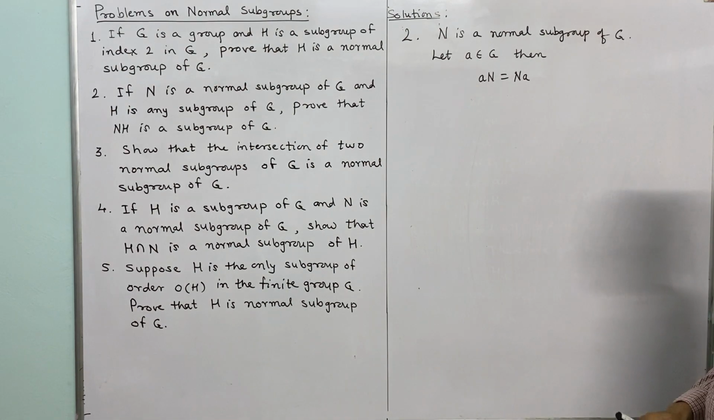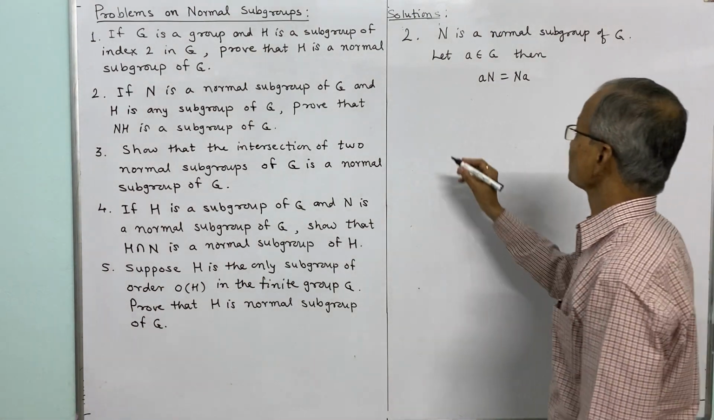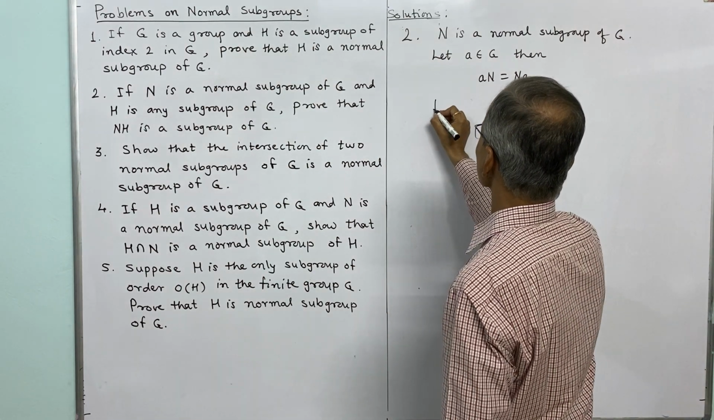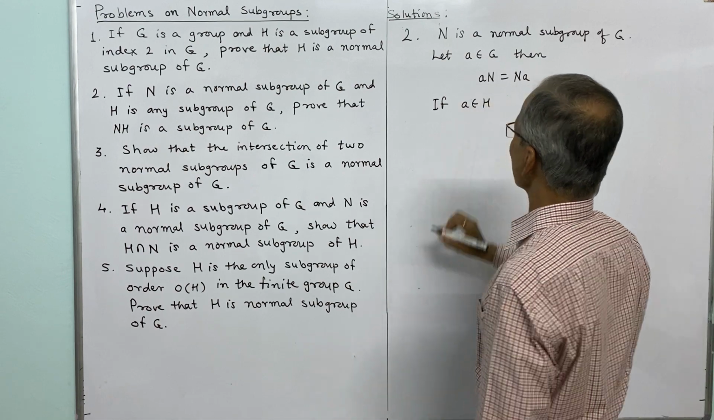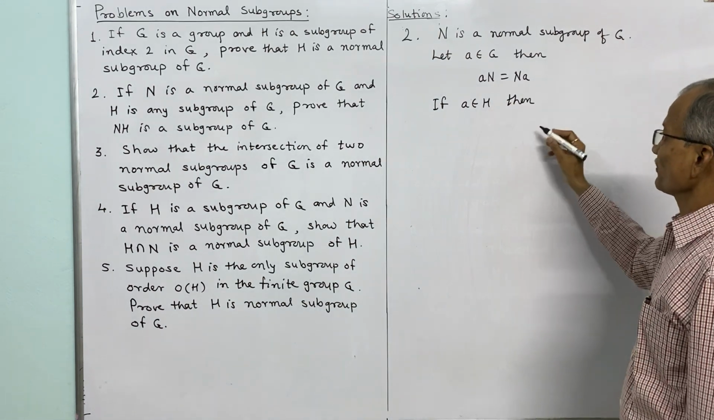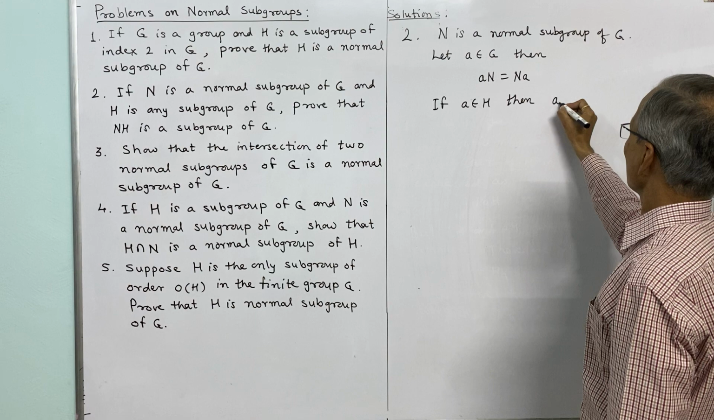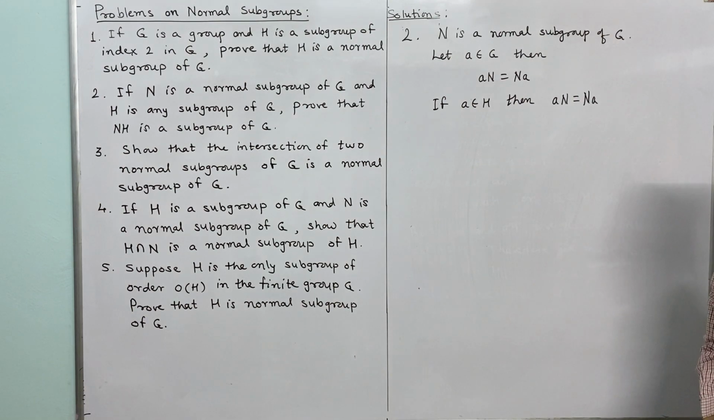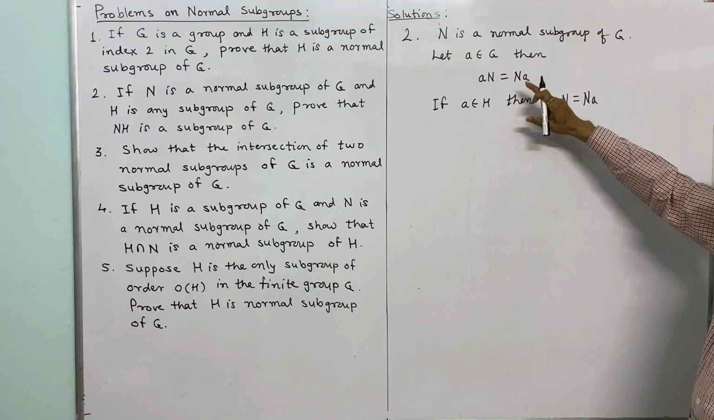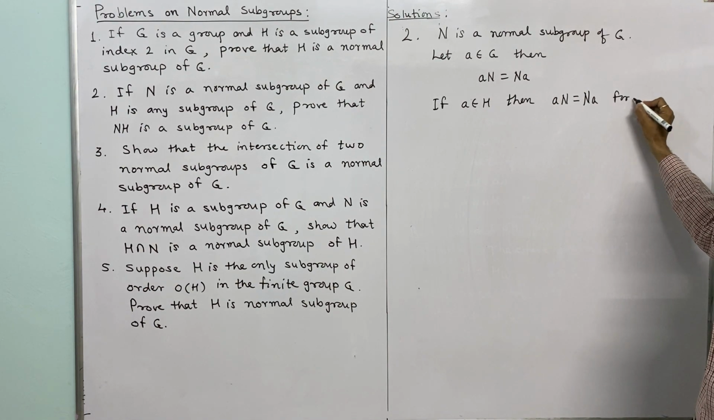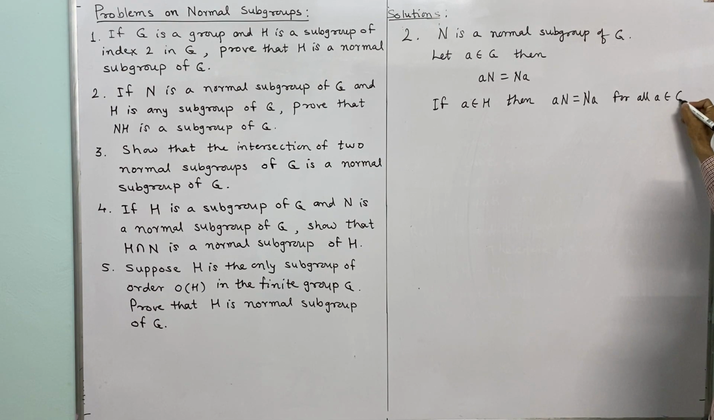Now H is a subgroup of G. Let a belong to H. If a belongs to H, then we will have aN equal to Na for all a belongs to H, and that means for all a belongs to G, because H is a subgroup of G. For all a belongs to G, since H is a subset of G.